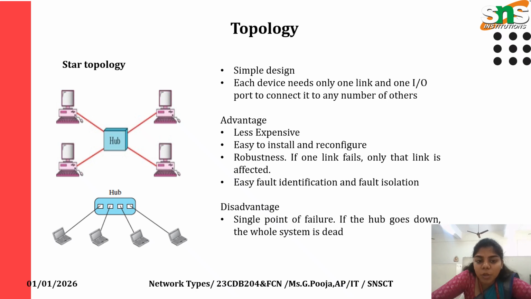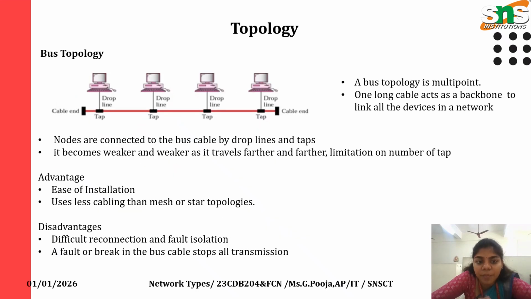And this is the star topology. Here there will be a hub, or it can act as a switch. Whenever a device transmits data for communication, it reaches the hub, and from the hub it is sent to the appropriate device. So the hub decides where the data should be sent.